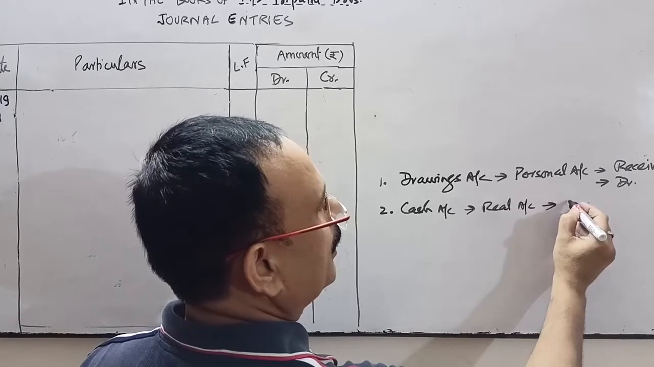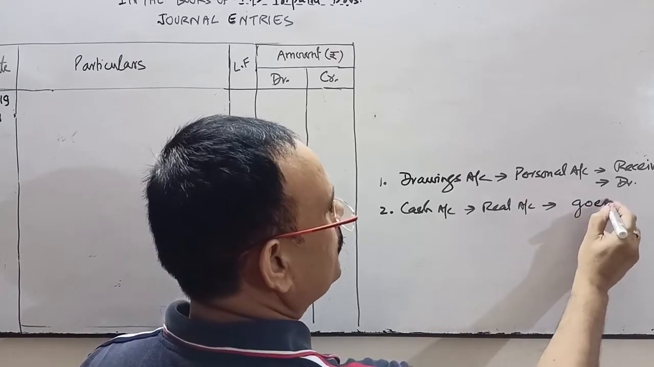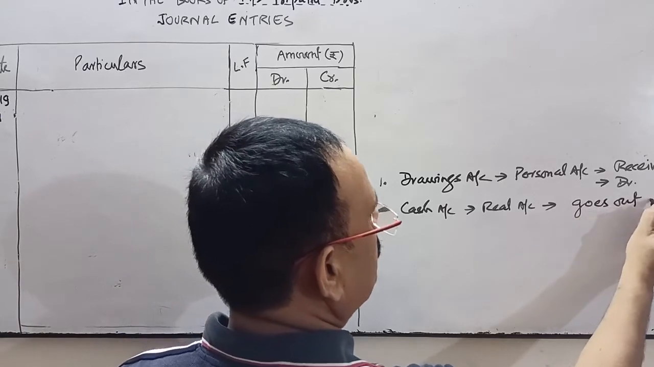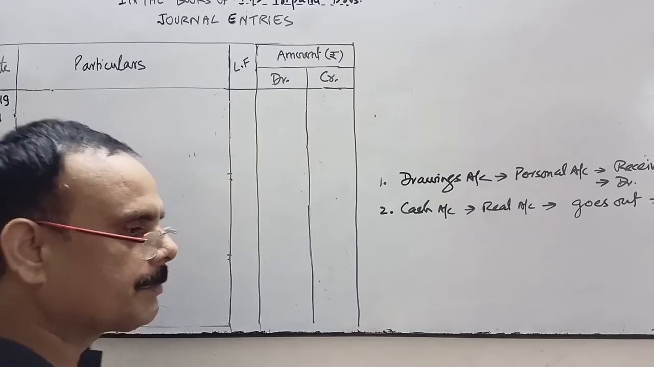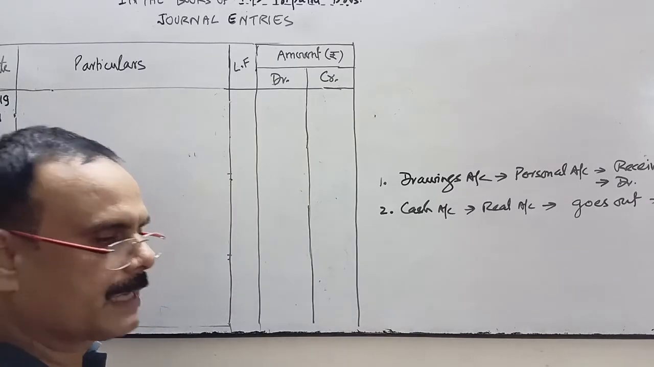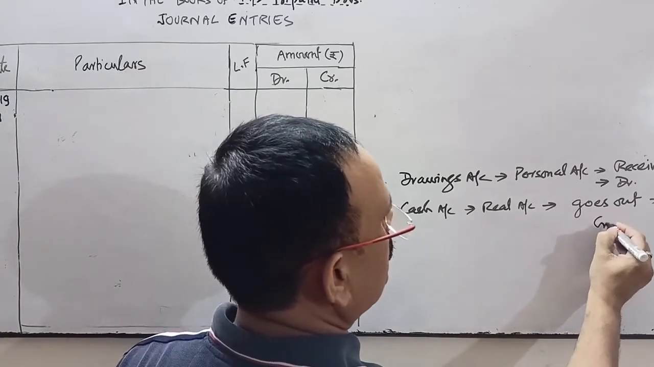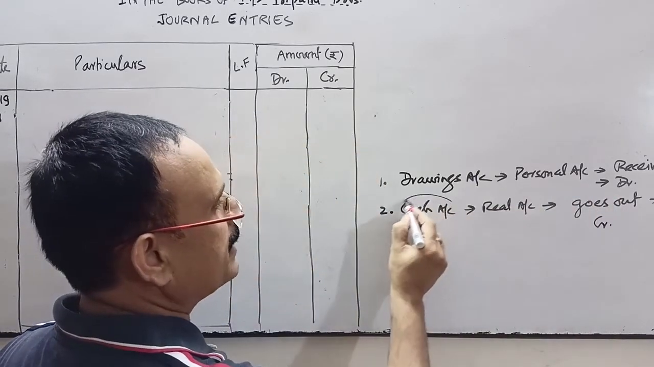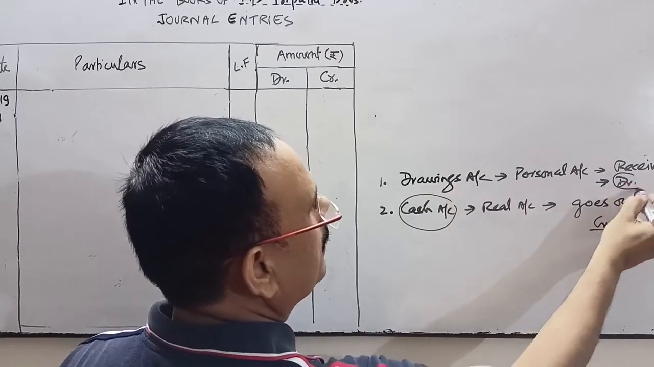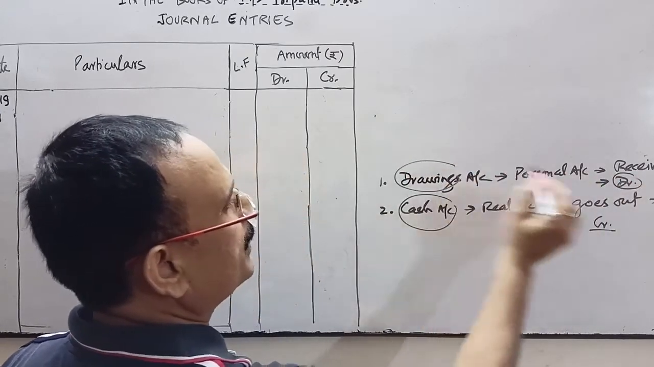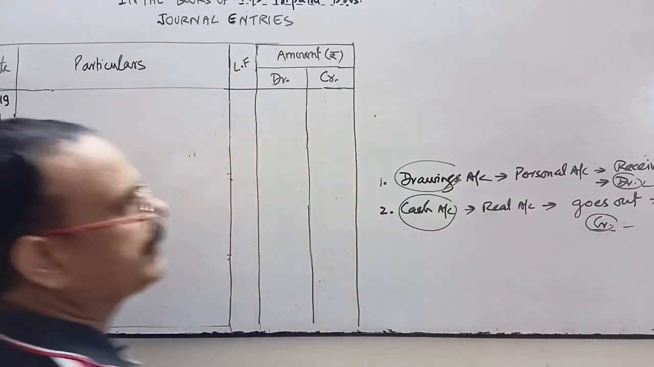And the rule of real account is what comes in is debit and what goes out is credit. From the business, cash goes out because cash is withdrawn by the proprietor from the business. So when the cash goes out from the business, this will be credited. So cash will be credited and drawings account will be debited.